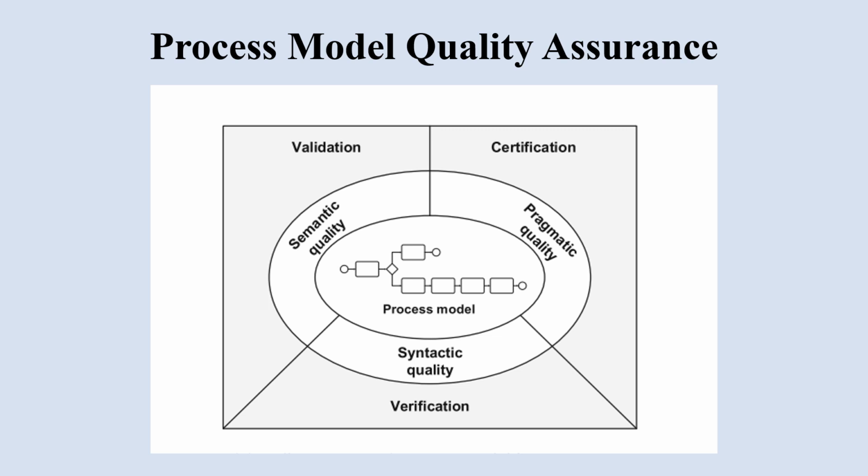Now let's study the process model quality assurance. Three qualities are applied over here. The first one is semantic, second is syntactic, and the third is pragmatic. Semantic looks for validation, syntactic looks for verification, and pragmatic looks for certification. Let's learn in detail about these three qualities.